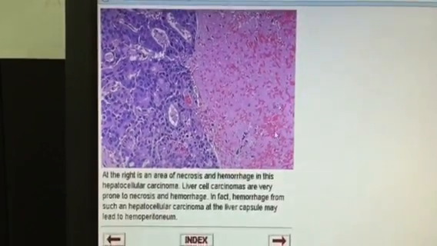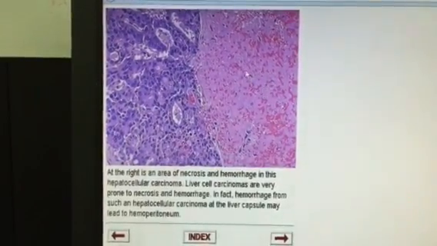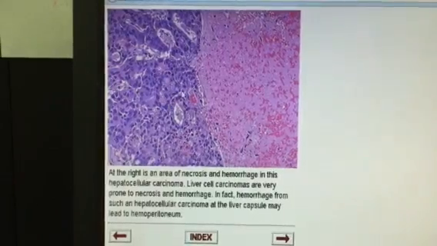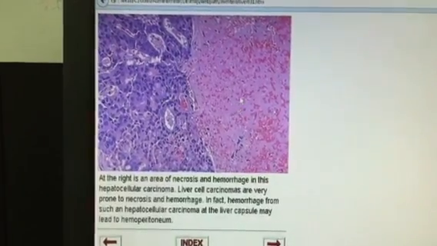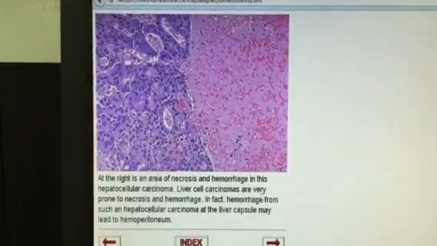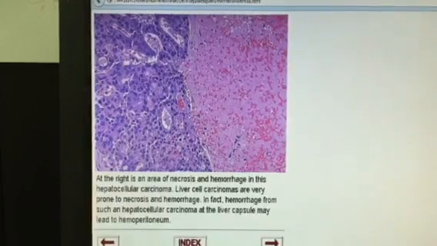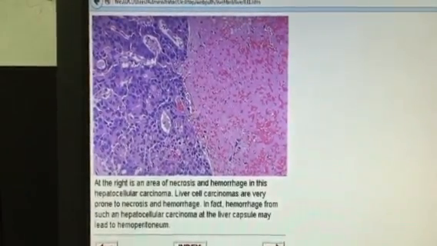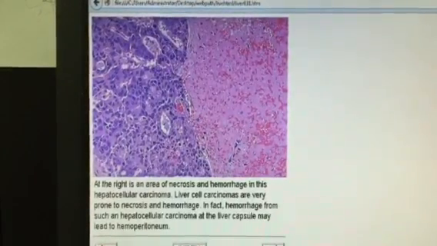Again, we can see here necrosis and hemorrhage. And this is the malignant cell, hepatocellular carcinoma, can lead to necrosis. And if it is ruptured, it can lead to hemoperitoneum.